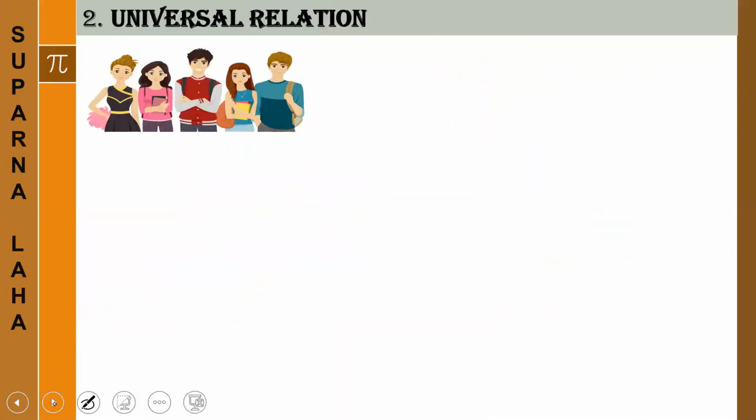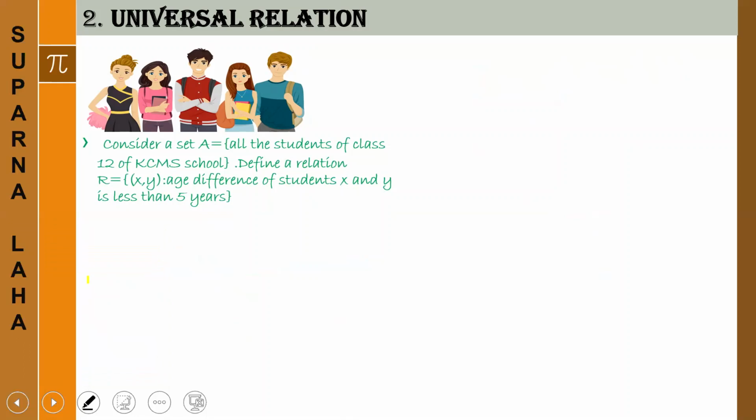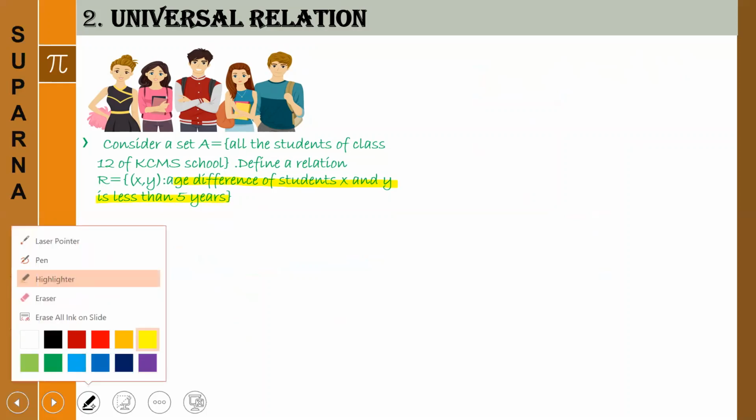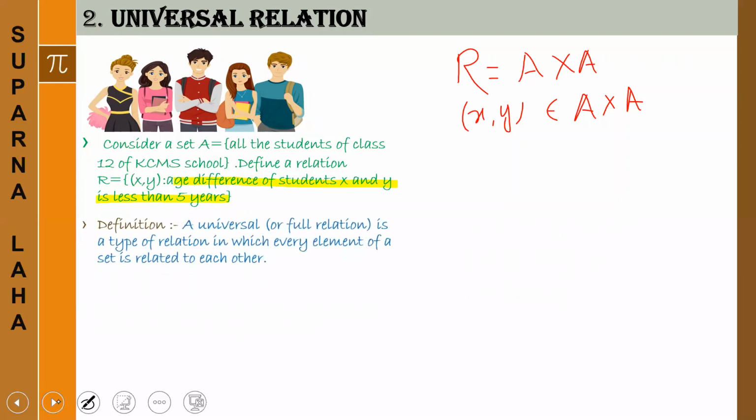Next is the universal relation. Again, I'm considering the students of your class. And here the relation is: the age difference between the students x and y is less than 5 years. Now you can also easily check that between you and your friends, this age difference is always less than 5 years. So here R is A cross A. Why? Because every student is related to each other. That is, x comma y belongs to this Cartesian product, that is, each and every element of the set A is related to each other. Here is the definition: every element of the set A is related to each other.